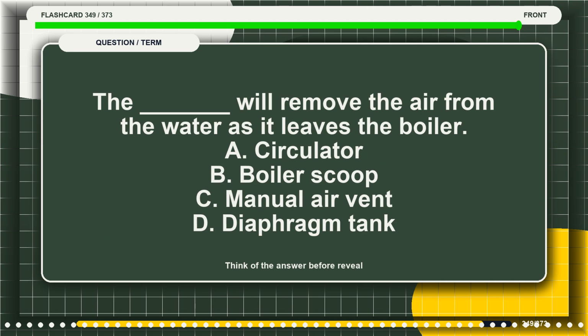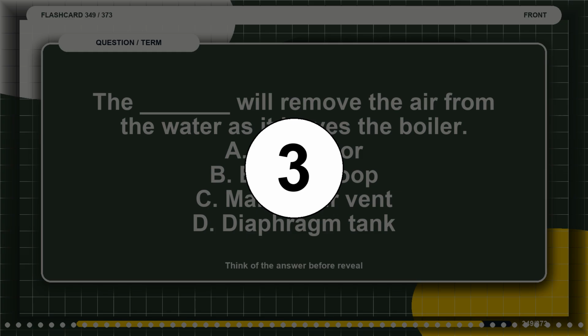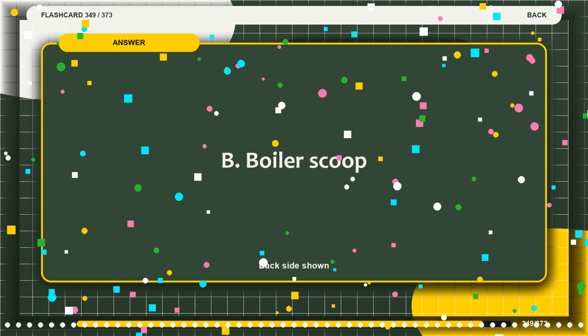Flashcard 349. The blank will remove the air from the water as it leaves the boiler. A. Circulator. B. Boiler scoop. C. Manual air vent. D. Diaphragm tank. Think of the answer before the reveal. The answer is B. Boiler scoop.